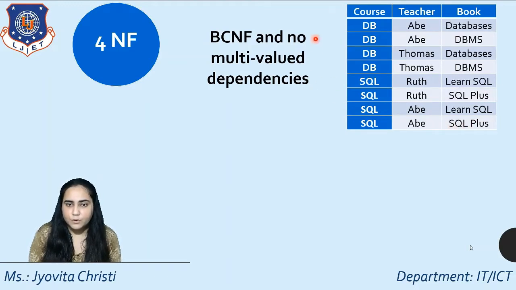Here there are two courses in this table. First of all, there are three columns: course, teacher, and book. And there are two courses being taught, DB and SQL. And the name of the teacher is given. So Abe is teaching DB, Thomas is teaching DB, Ruth is teaching SQL, and Abe is teaching SQL.